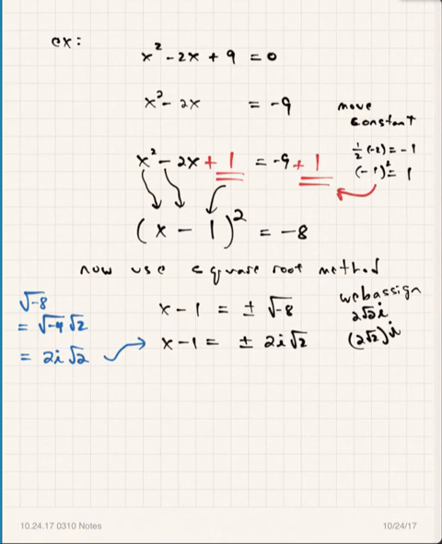All right, and then finally to solve for x, I'm going to add 1 to both sides. I put the 1 at the beginning, and I get 1 plus or minus 2i times the square root of 2. And so these are all the solutions to the equation. 1 plus 2i square root of 2 and 1 minus 2i times the square root of 2. All right? And so we've completed the square.